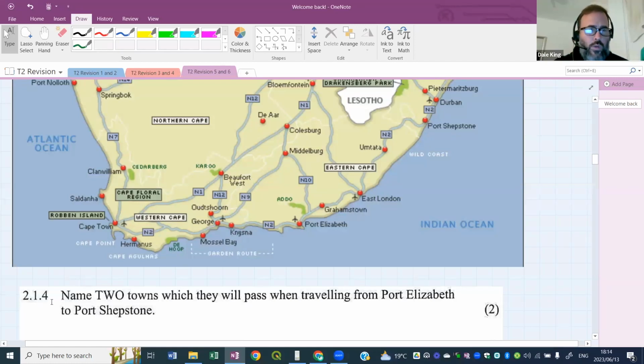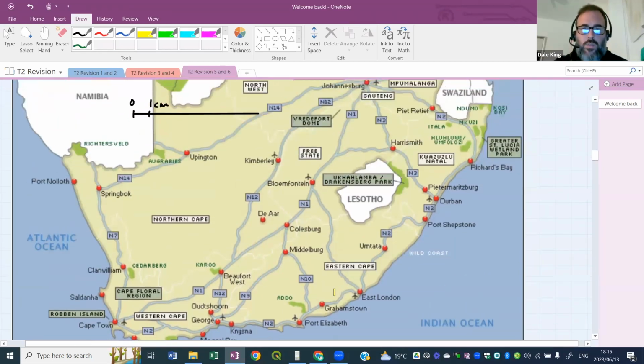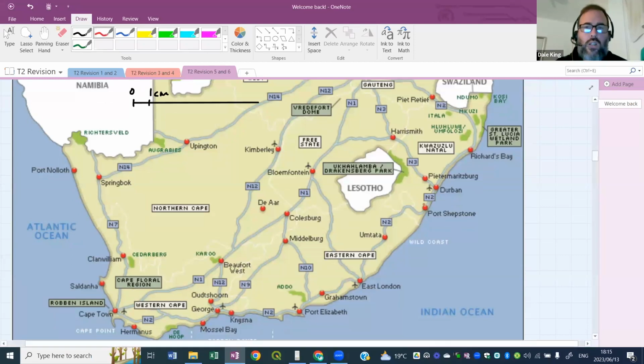Question 2.1.4 says name 2 towns. You don't have to calculate. They just say name 2 towns which they will pass when traveling from Port Elizabeth to Port Shepstone. So you've got to orientate yourself around the map. Here's Port Shepstone. Here's Port Elizabeth. And obviously these people are going on a journey from Port Shepstone to Port Elizabeth, and obviously they're going to go on the N2 highway. If I draw a little line here in blue, they're going to go along the N2 highway.